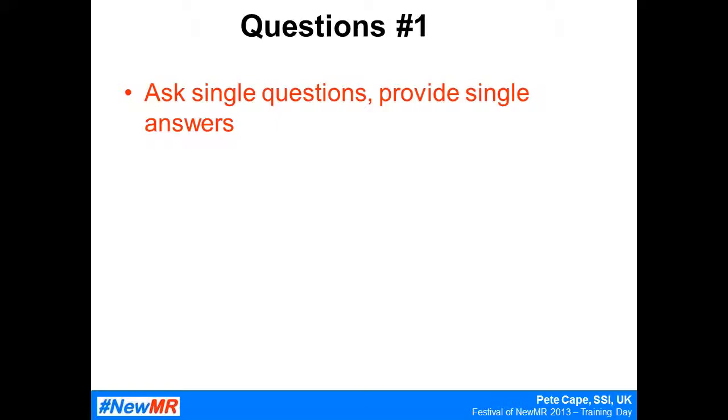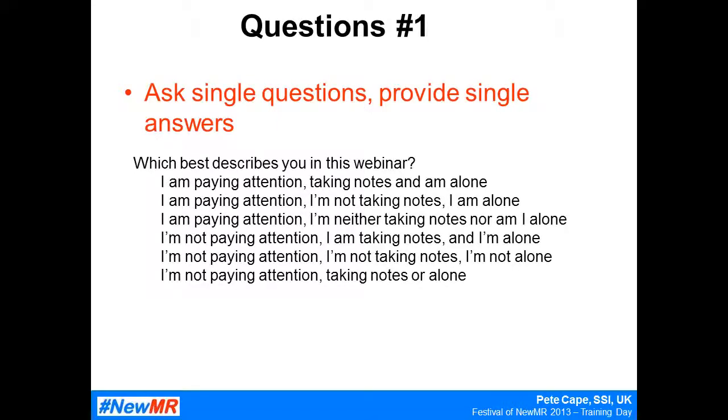So okay, we've dealt with the respondent, the ordinary person. We've got the questionnaire structure sorted out. What about questions themselves? Well, firstly, I'd say always ask single questions, and make sure the answers are single questions too. Take a little look at this answer list and classify yourself.